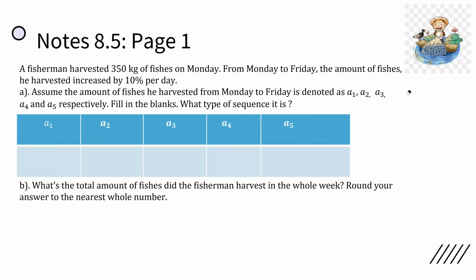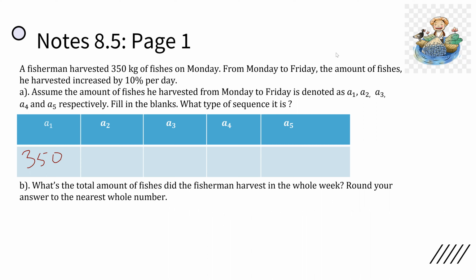So first, let's start looking at the value of A sub 1. A sub 1 is the amount of fishes he harvested on Monday. That number is given, which is 350 kilograms. Okay. So we know that the increase rate is 10% per day.